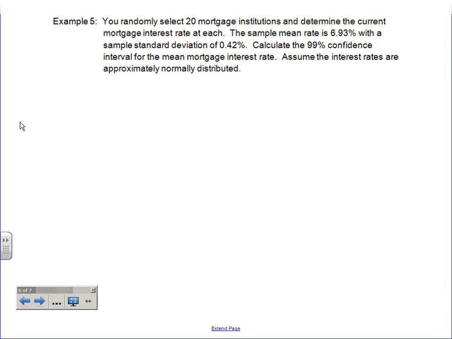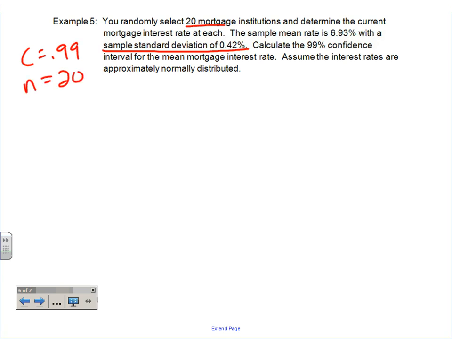So first thing I always like to do is figure out, am I talking T or Z? You randomly select 20 mortgages. Okay, so that's below 30, but I still don't know that I'm necessarily going to go T. Interest rates are determined for the current mortgage interest rate at each. The sample mean is 6.93, that still doesn't help me either, with a sample standard deviation. See, now I know. I don't have actual sigma, and so we know we're going T. And so we know the mean right there. Our C is 0.99, so pretty wide interval probably on this one.